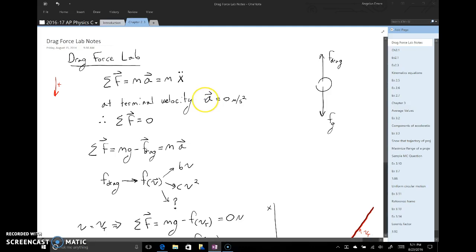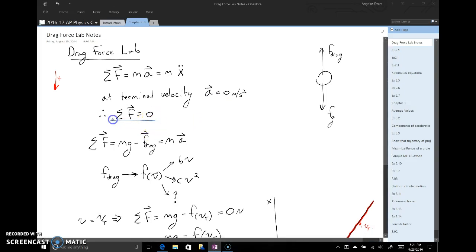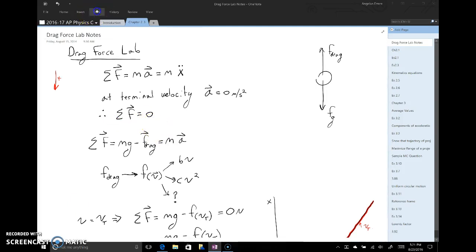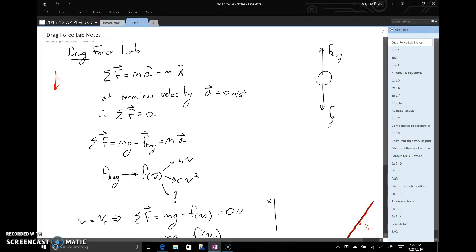The way this lab is going to work is that we're going to do most of our analysis at terminal velocity. Now, terminal velocity is a phrase that physicists use to describe the point when an object in free fall is no longer accelerating. Now, we know from, again, Newton's second law that if an object is not accelerating, the net force on the object must be equal to 0. I should say 0 newtons.